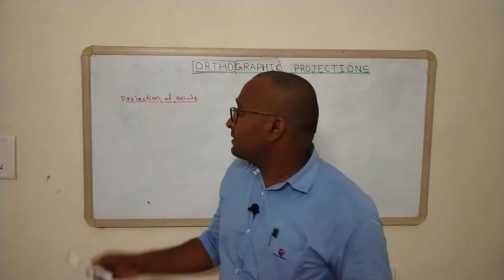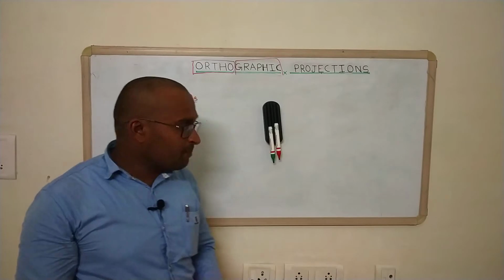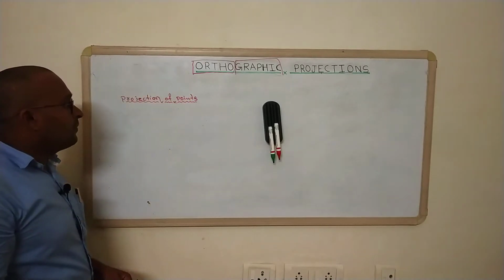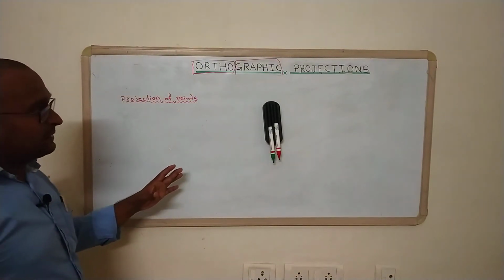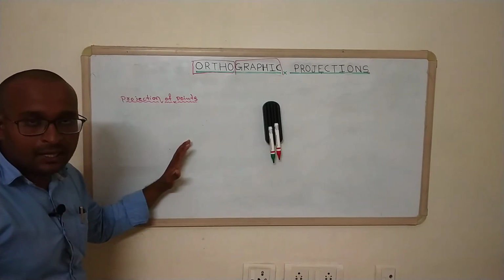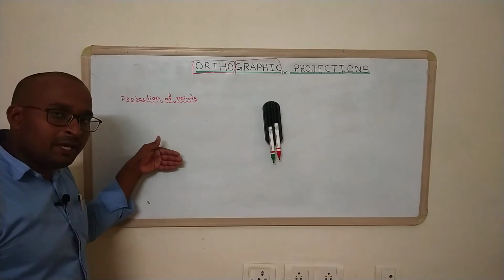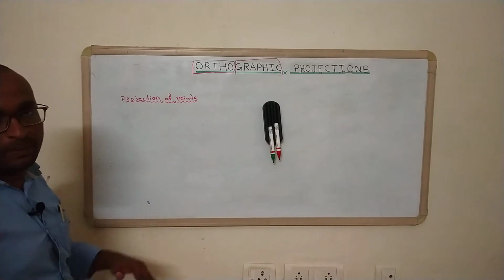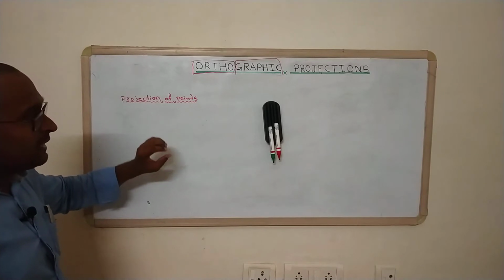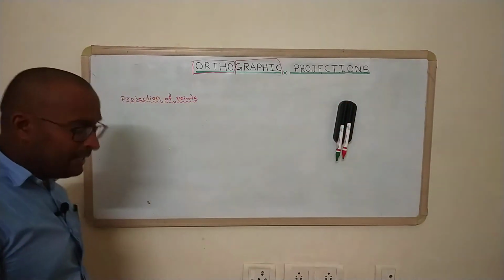Section, which is projection of points. So projection of points, where we are going to place the point either in front of VP or behind the VP, above HP or below HP. Based upon that we are going to get the desired position. We will see a simple example on it.